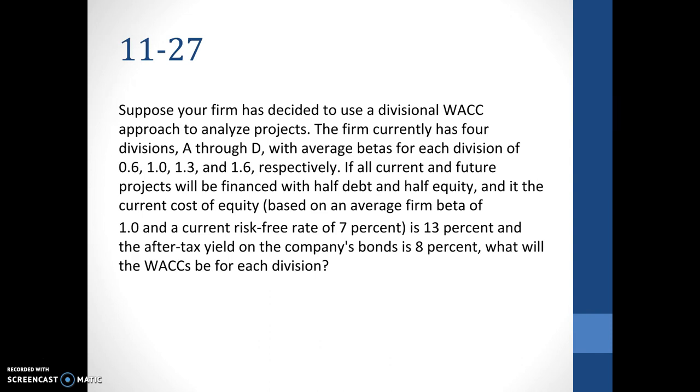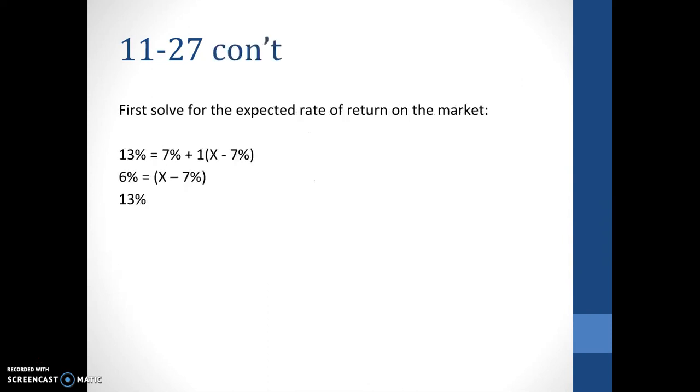If all current and future projects will be financed with half debt and half equity, so they're making it easy on us, and if the current cost of capital, based on the average firm beta of 1 and the current risk-free rate of 7%, is 13%, and the after-tax yield on the company's bonds is 8%, what will the WACC be for each division?